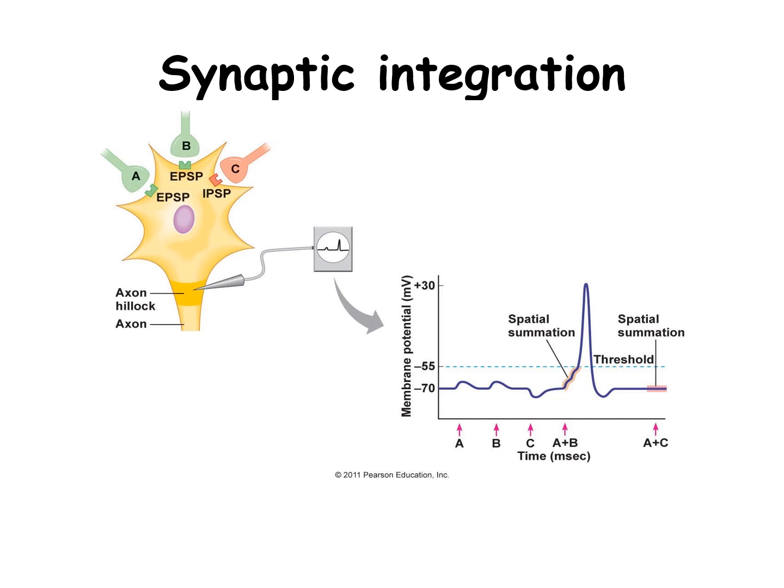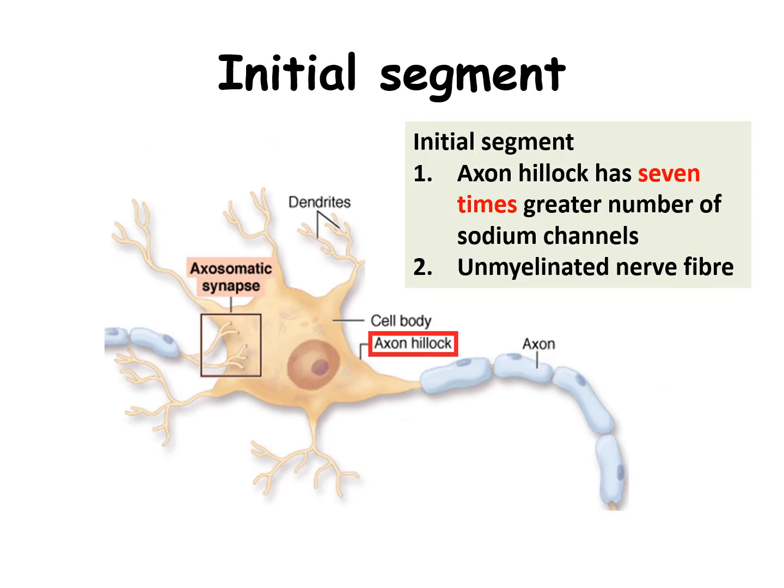So, synaptic integration: here you can see A, a single neuron, and B, a single neuron, excitatory in nature but still subthreshold, and C, inhibitory in nature. A plus B, both added together, result in firing of an action potential, while A plus C, excitatory and inhibitory, bring the membrane potential back to normal. And the part of the membrane responsible for generation of the postsynaptic potential is the initial segment. Why? Because it has a greater number of sodium channels and it is an unmyelinated nerve fiber.